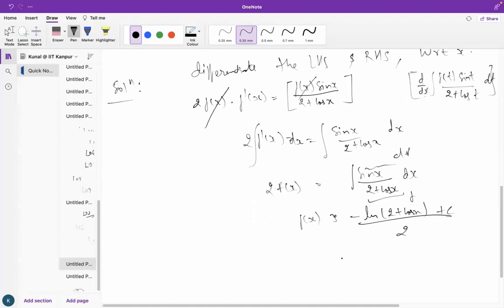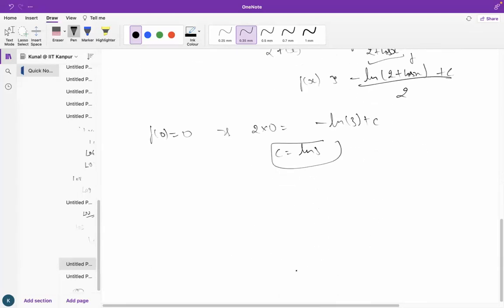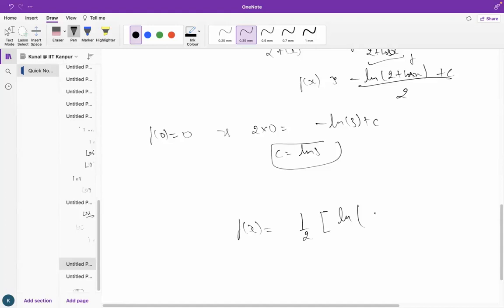Now we know that f(0) is equal to 0. So 2 into 0 is equal to minus ln of 3 plus constant. So our constant is nothing but ln 3. So the actual function is f(x) equals 1 by 2 times ln of 3 by 2 plus cos x. I hope you all understand what I actually did here.